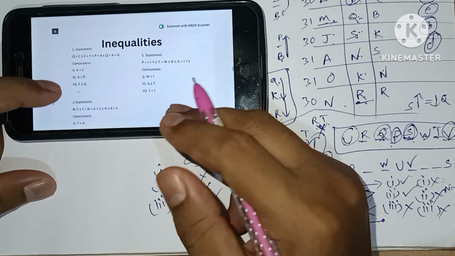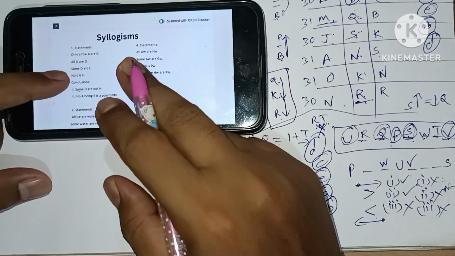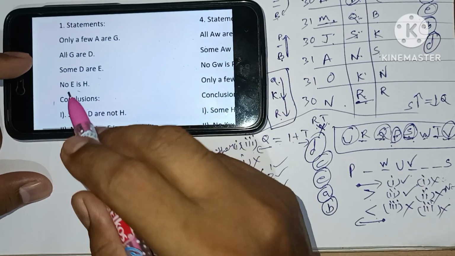By this we have completed inequalities. Now we are going to deal with syllogisms. Syllogisms, first question.